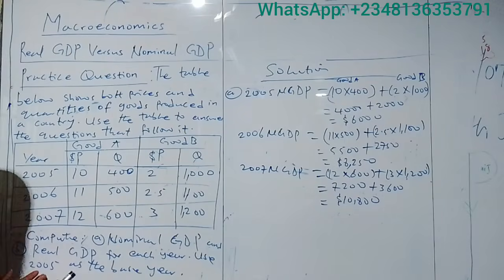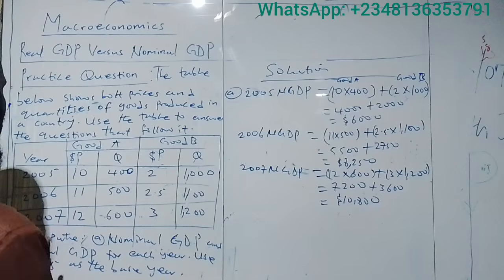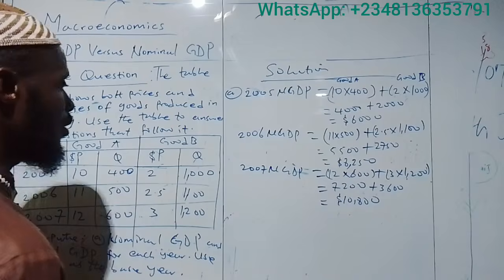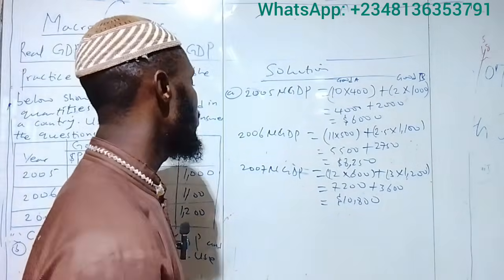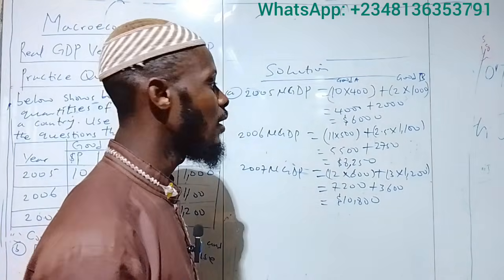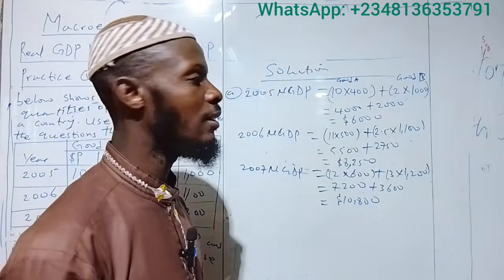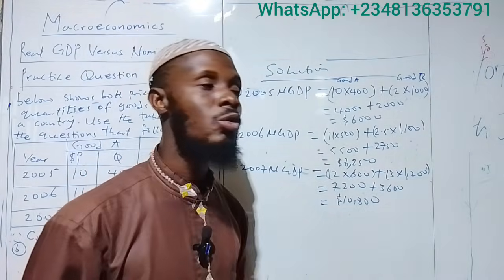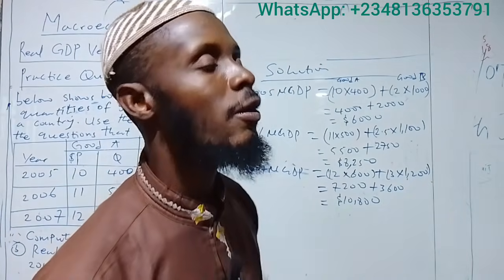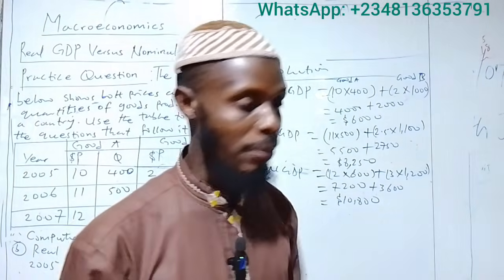Where in real GDP we have to use 2005 as the base year, meaning that the price we are going to use will be 2005 market prices. Okay? We are going to use 2005 market prices. So I told you in the previous video that when you are calculating real GDP, the value of real GDP for the base year will always be equal to the nominal GDP for that year. For example, if you take 2005 here as the base year, the nominal GDP in 2005 will always be equal to real GDP in 2005, but that is the base year. We are going to use the same price.